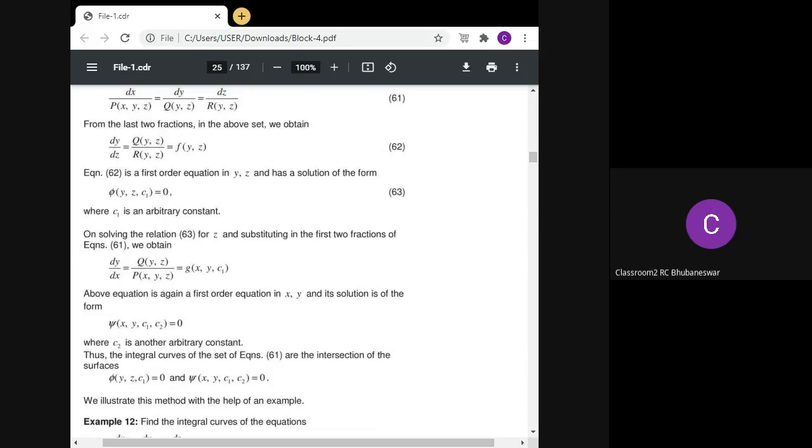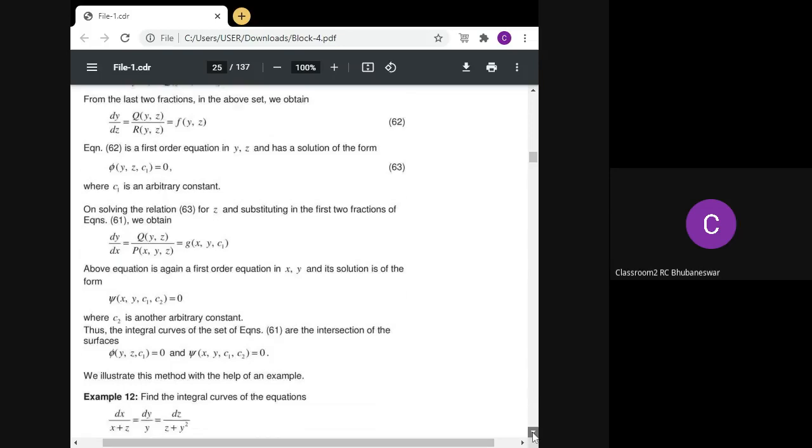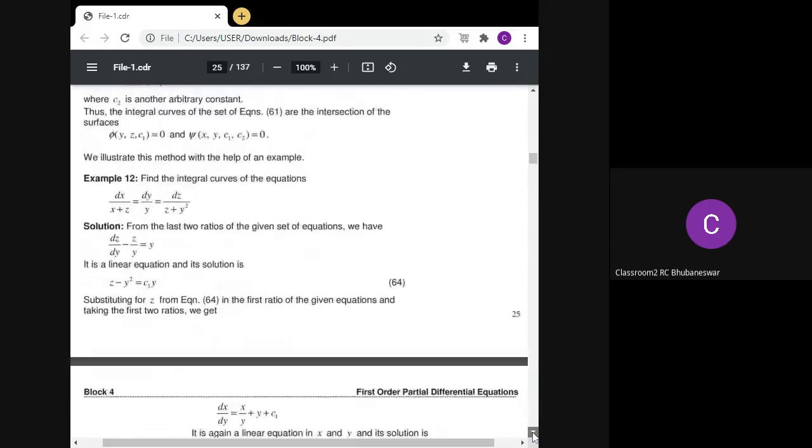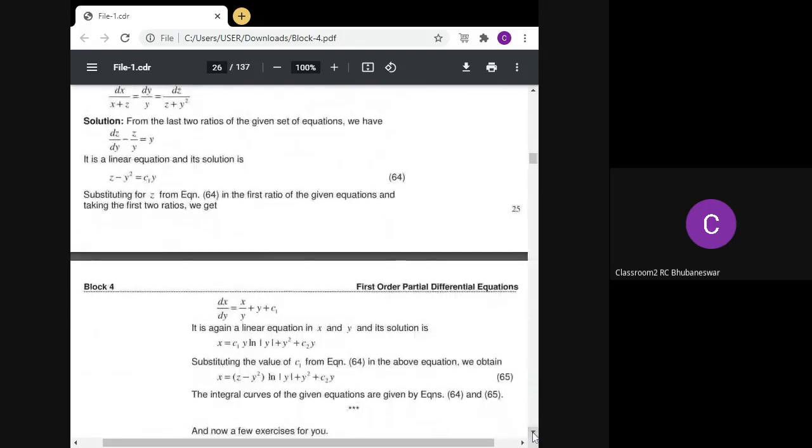So we have to check thoroughly which variable is missing. According to that one, we have to approach the process of calculation.